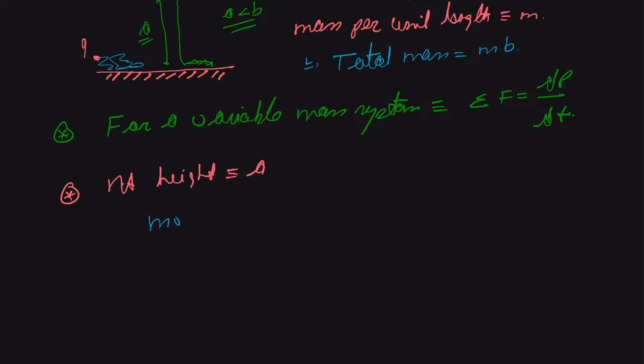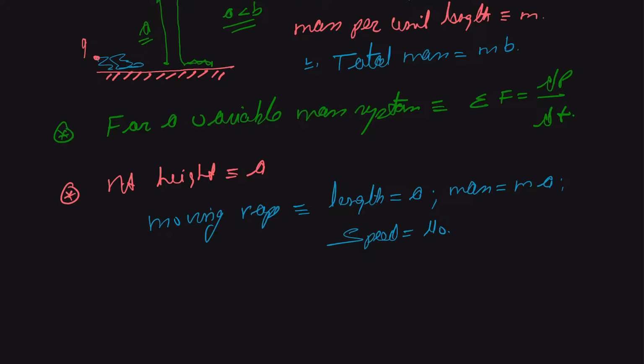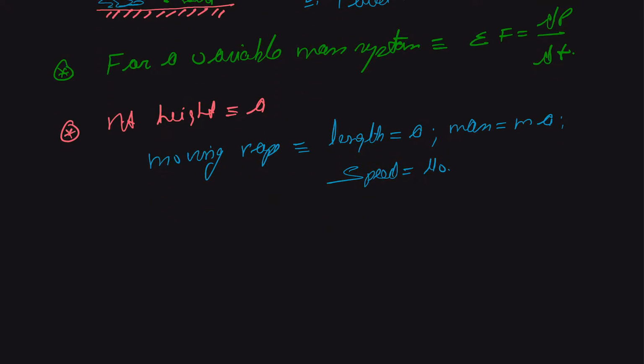first is our moving rope, and for this moving rope we can say that its length is a. So the mass of this moving rope will be equal to mass per unit length multiplied by a, that is m a. And in the question it is given that it is having a speed of u0. So this is with respect to the moving rope.